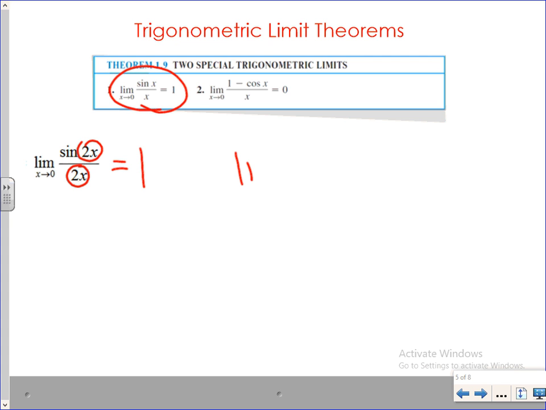Also, we can talk about the reciprocal being true. Since we're talking about 1, if we take the reciprocal, well, the reciprocal of 1 is 1. So it's going to work both ways for that sine limit.